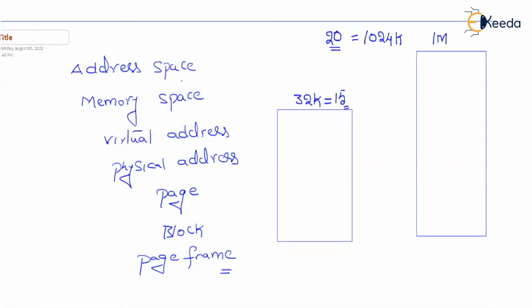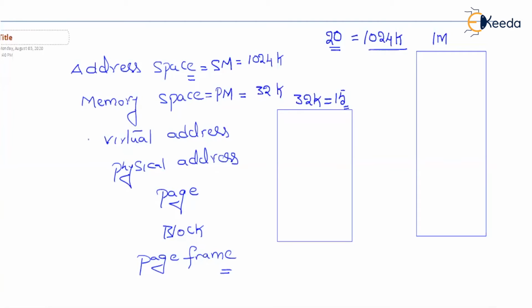Okay. Now, address space is the total address space that is imagined by the programmer. What is the address space? He is thinking that the total address space is 1024K. Address space is secondary memory space. Memory space is physical, the actual available memory at the disposal of the programmer, which is just 32K, right?